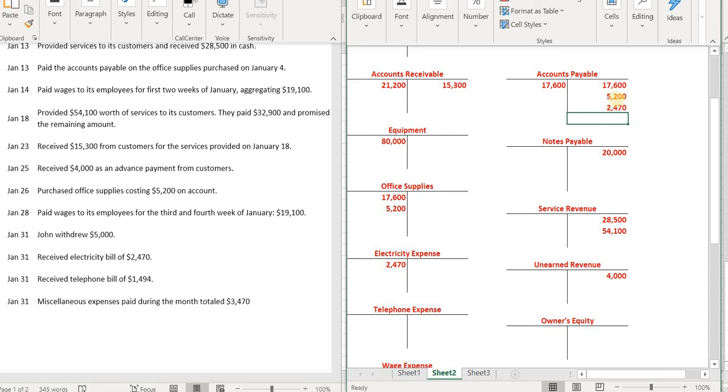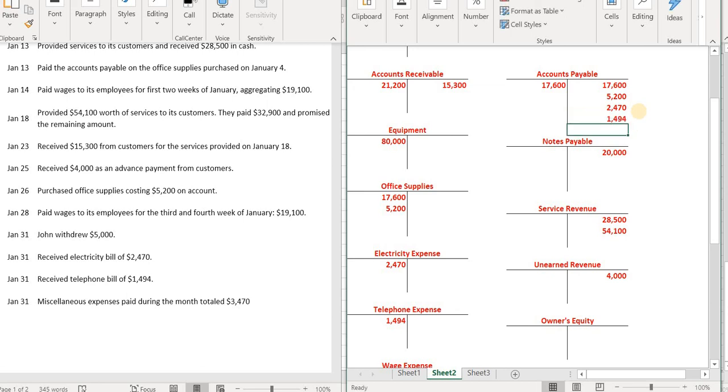Now do the same thing on January 31st, please, for your telephone bill, which you received for $1,494. I'm debiting telephone expense for $1,494, and I'm putting that exact same amount in the accounts payable bucket.